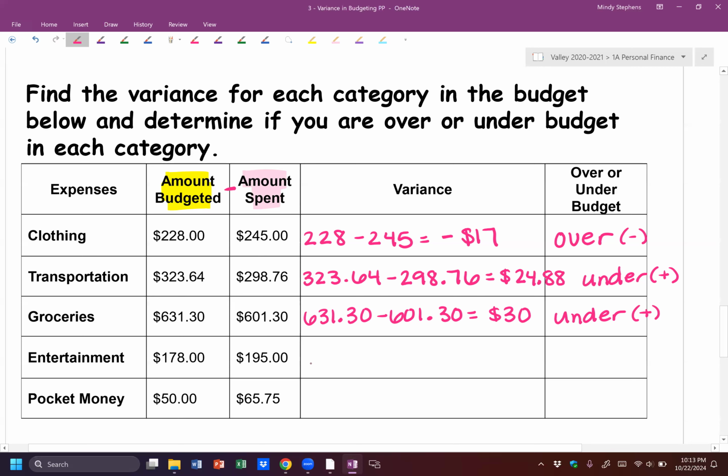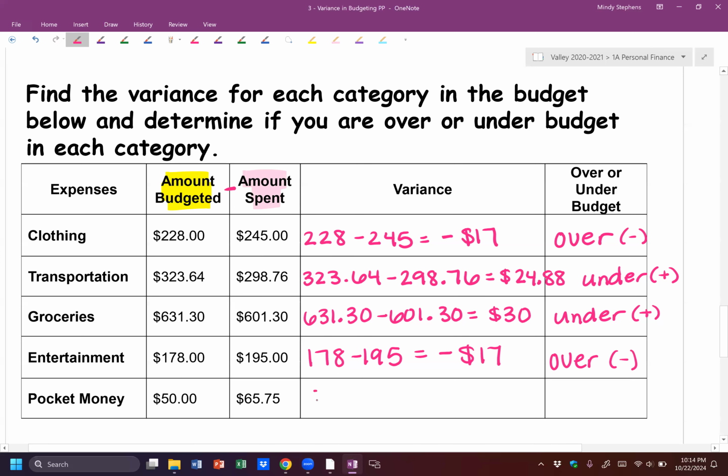Then the same thing for entertainment, 178 minus 195. Make sure you put it in that order. 178 has to be first. That gives me a negative $17. If it's negative, I spent too much. I went over budget. I'm just putting negative there so I remember I spent too much money. That means I went over what I planned on spending.